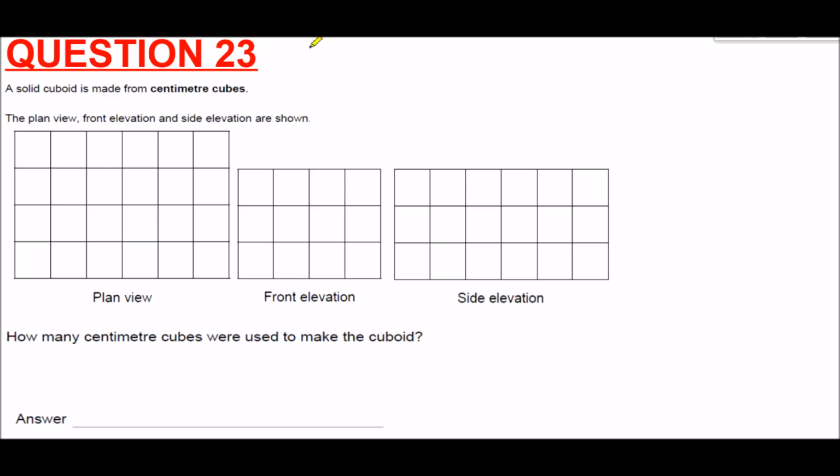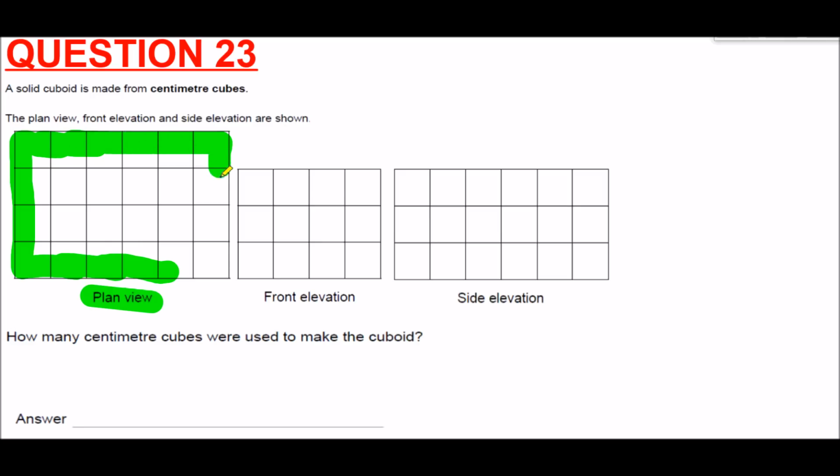Question 23. You've got a cuboid which has been made from centimetre cubes. This has been given the plan view. Plan means what it looks like from the top looking down. A plan view means a bird's eye view. So I'm going to try and colour in roughly all these squares, which shows what the plan view would look like. So looking at it from the top downwards, we'd see these green squares.